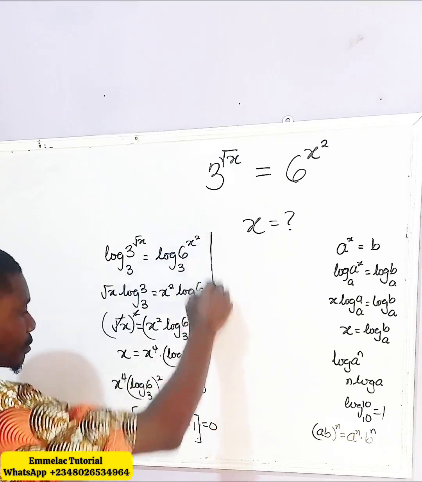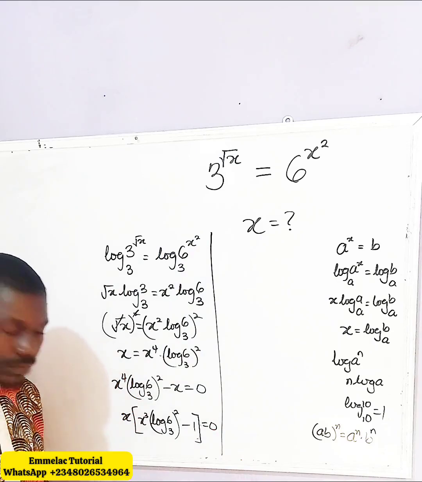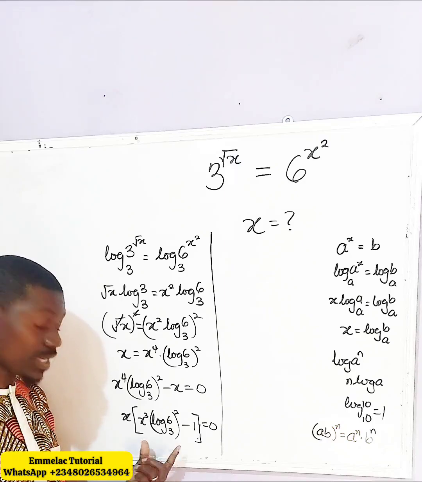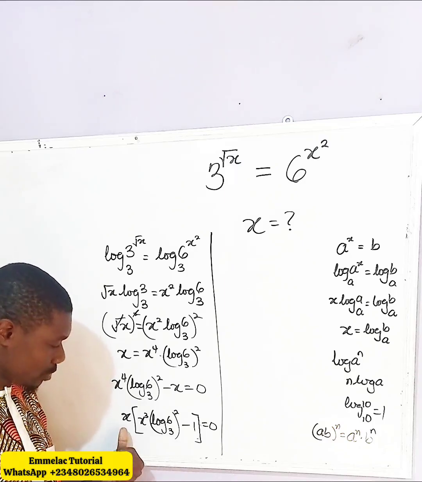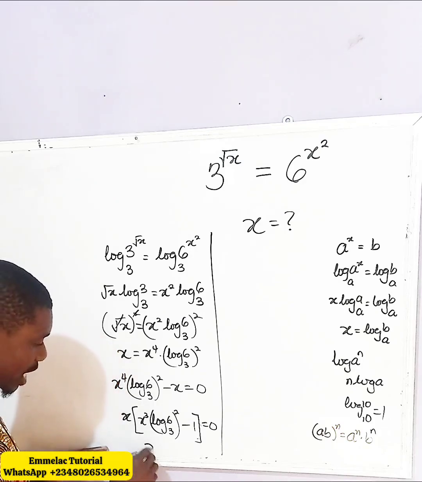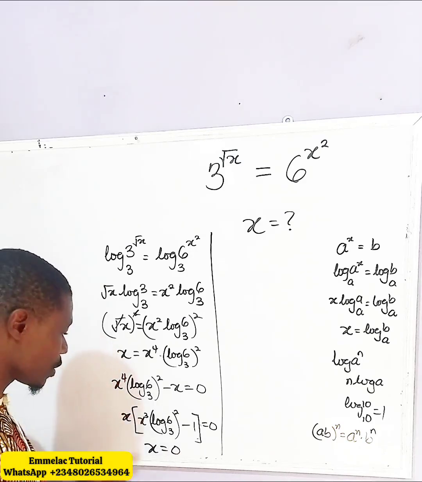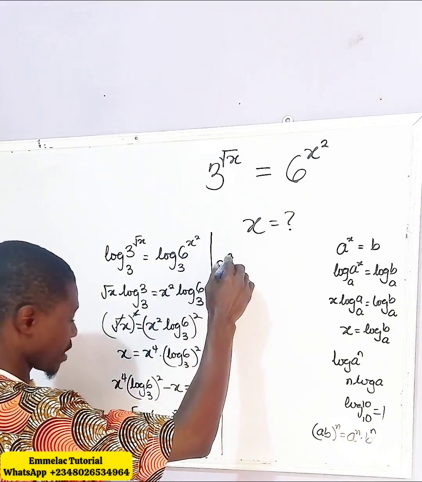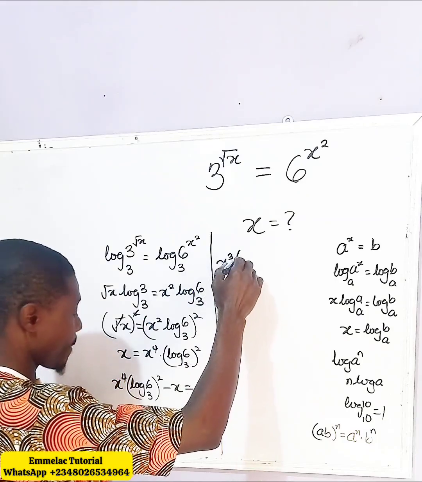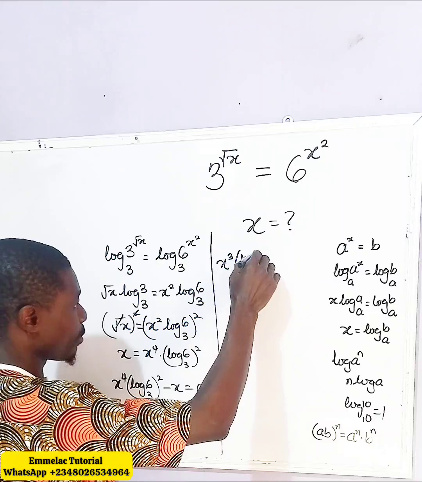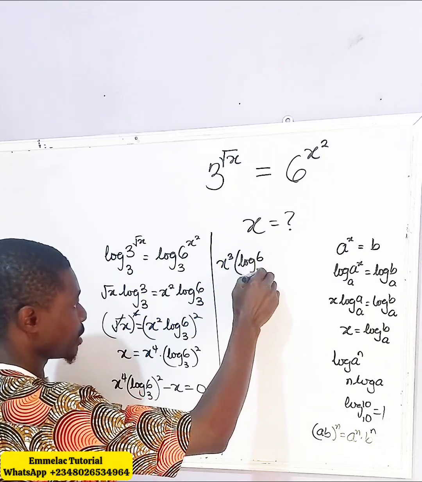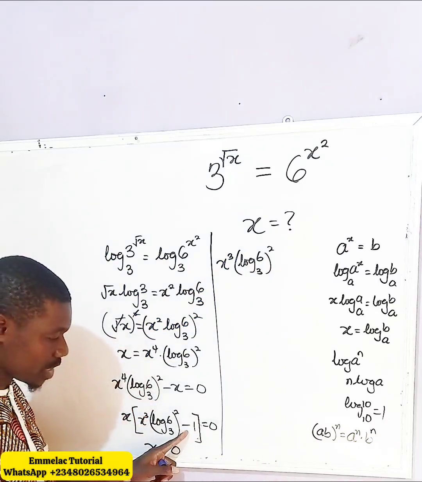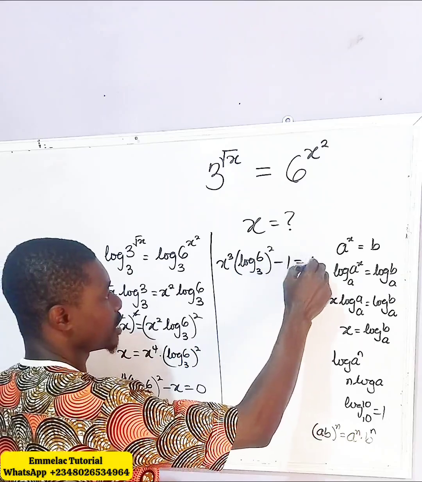Now since x times the bracket equals 0, it means either of them equals 0, or both. So one of our solutions here is x equals 0. Let us now work on this other part. Here we have x raised to the power of 3 times log 6 base 3 all raised to the power of 2, minus 1 equals 0.